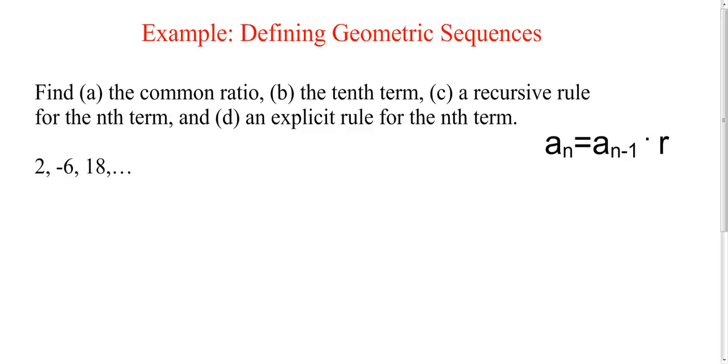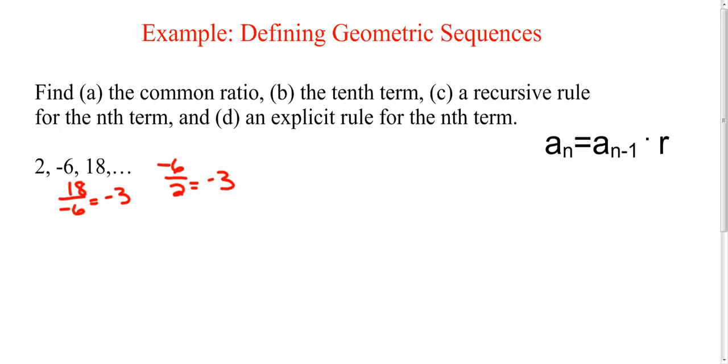All right, here's a geometric one. Here, to get from 2 to -6, I would multiply by -3. Okay. If you don't know what you're multiplying by, you can figure it out in this case by doing 18 divided by negative 6 gives me negative 3. Or negative 6 divided by 2 gives me negative 3. Okay? Sometimes you have to do that.